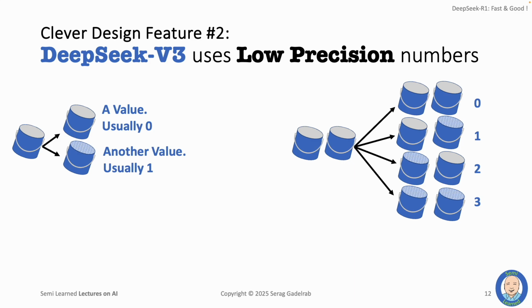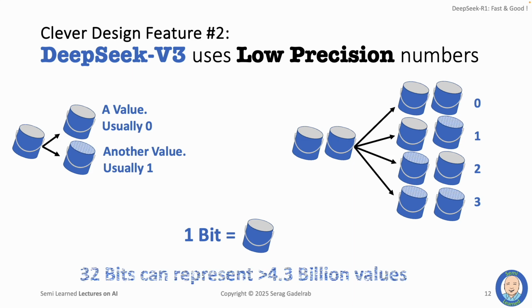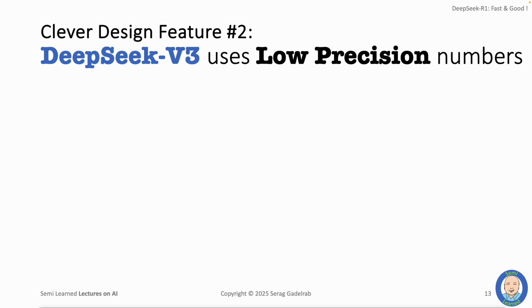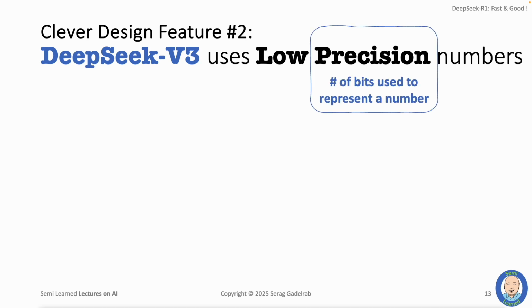Now, computers store information in containers of electrons, similar to buckets of water, and we call these containers bits. And so you can think of 1 bit as equivalent to 1 bucket. The more bits a computer uses to store a number, the more values that it can represent. But the total number of bits limits the number of unique values that it can store. For example, if we use 32 bits to store a number, then we are limited to about 4.3 billion unique values. And the number of bits that we choose to store each of our numbers is called the precision of that number.